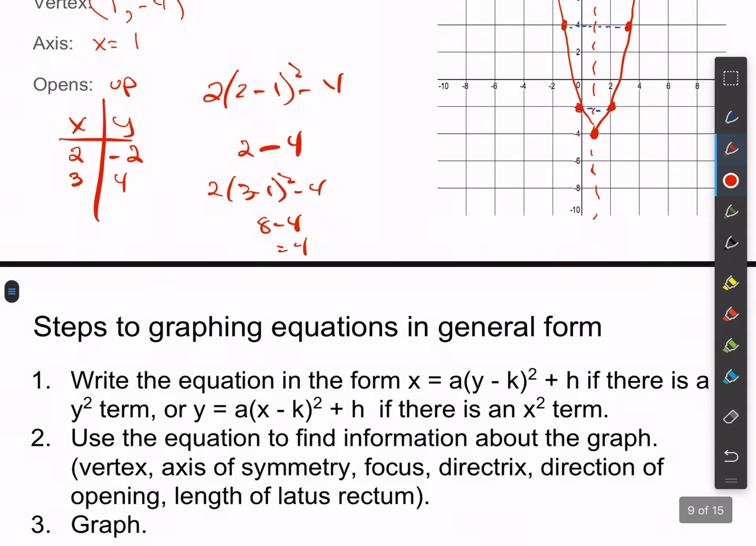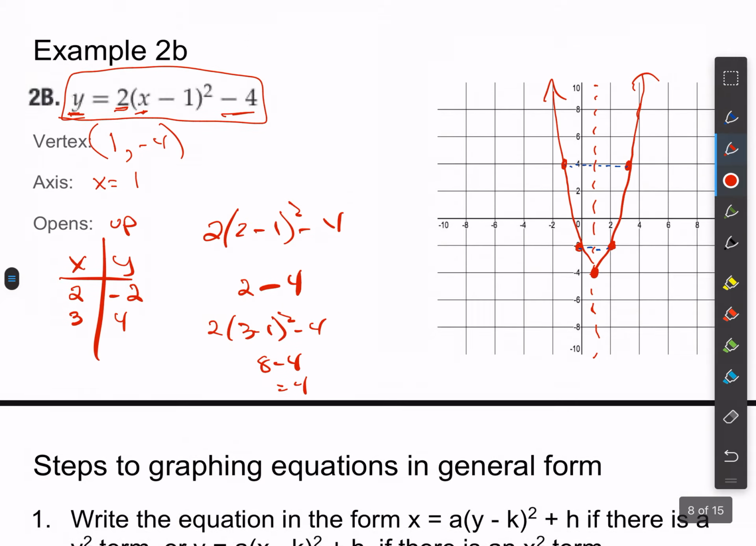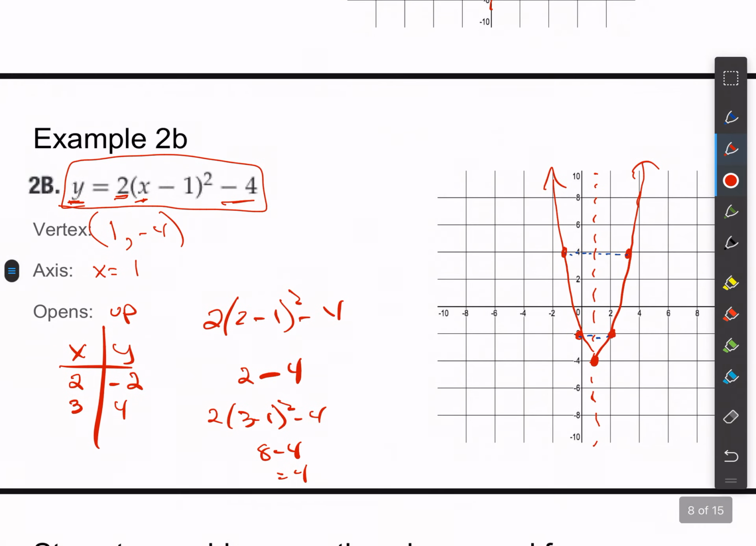All right, guys, I'm going to pause the video here, or stop the video here. We're only going to focus on the first 2 examples for now, and we'll do the second half of this lesson, example 3 and 4, next time.